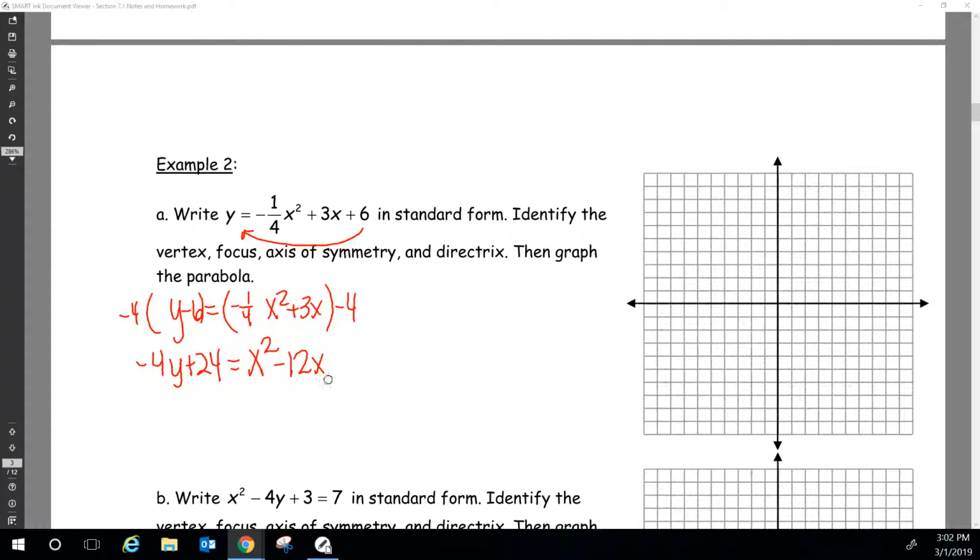All right, so now we want to complete the square over here. Remember, to complete the square, we divide that middle term by 2 and square it. So negative 12 divided by 2 is negative 6. Negative 6 squared is 36. But if I add 36 to this side of the equation, I need to add 36 to the other side. All right, over here I've got 36 plus 24.